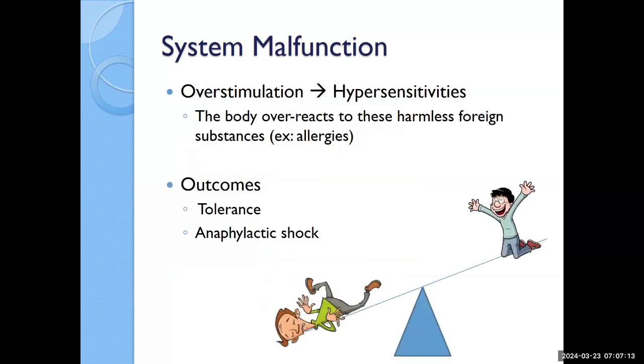Overstimulation of the immune system can lead to hypersensitivities down the line, commonly known as allergies. And if we train our immune system, we can stimulate tolerance. The concept of allergy shots is based upon eliciting tolerance, showing the immune cells that these other foreign substances are in fact harmless, and to silence reactions as you move forward. But if overstimulation does not lead to tolerance, the alternative is anaphylactic shock, which can be lethal.